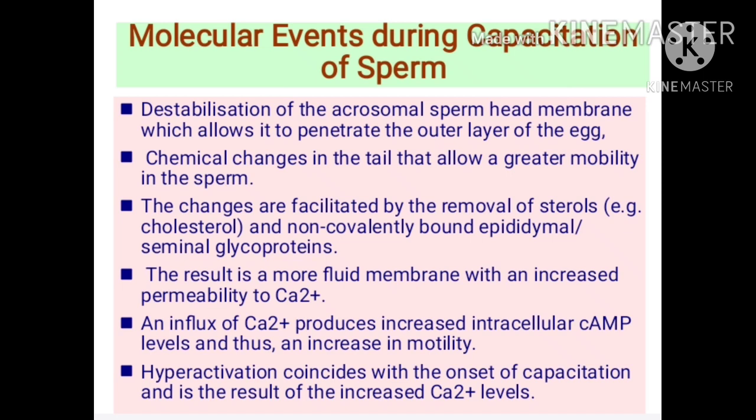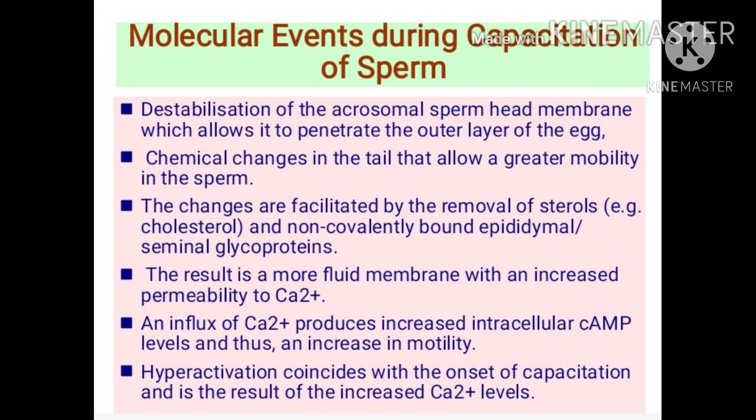Then how does it happen? These changes are facilitated by the removal of certain sterols. You know that cholesterol is a derived lipid coming under the category of sterol. Whenever these sterols, namely cholesterol, and certain glycoproteins are removed from the membrane, increased membrane permeability can be seen. Remember, increased membrane permeability means what? Reduction in membrane potential, not an increase in membrane potential.